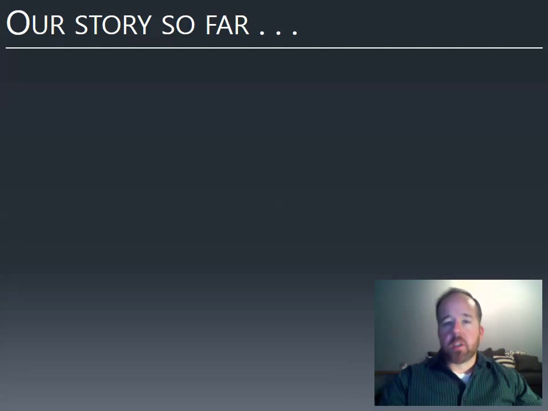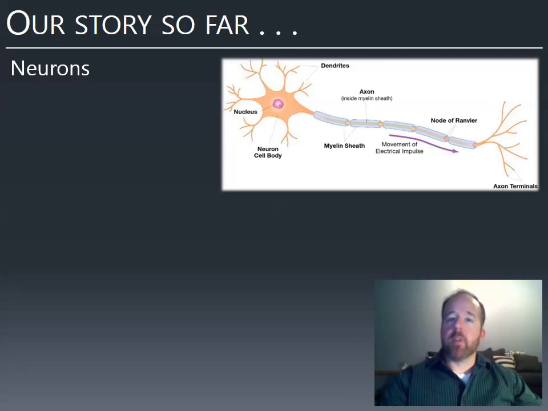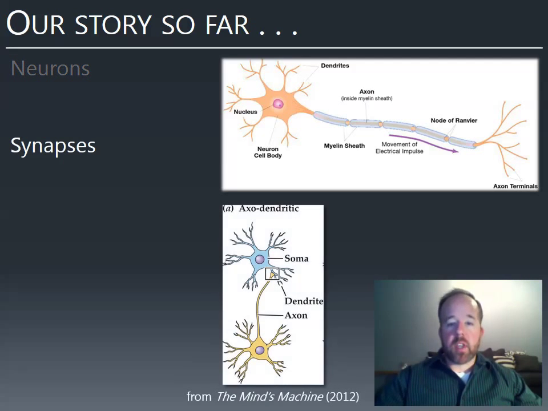So far we've talked about individual neurons and how they work, how they transmit information from one end of the neuron, usually the dendrites, down the axon to the axon terminals. There, the axon terminals connect to the dendrites of another neuron, and we call that connection a synapse. So we can talk about synaptic transmission, the transmission of information from one neuron to the next.